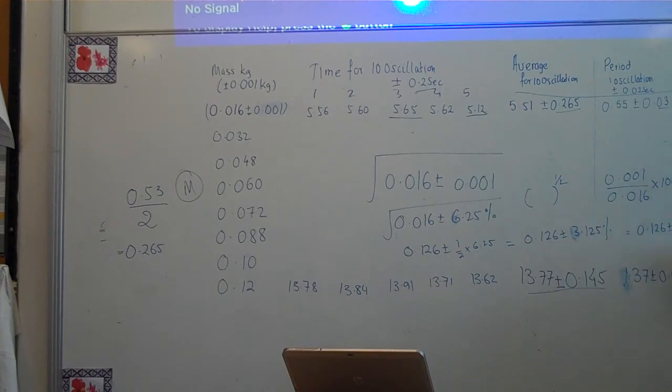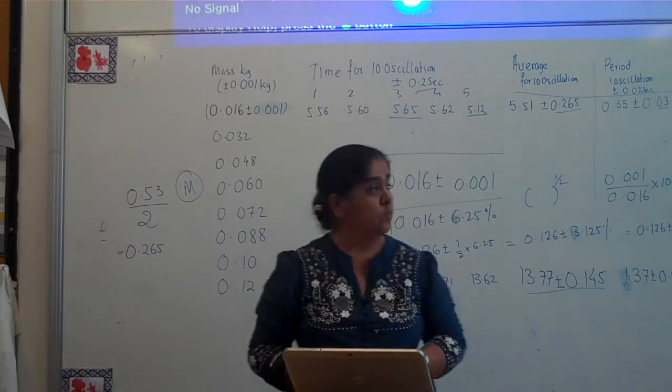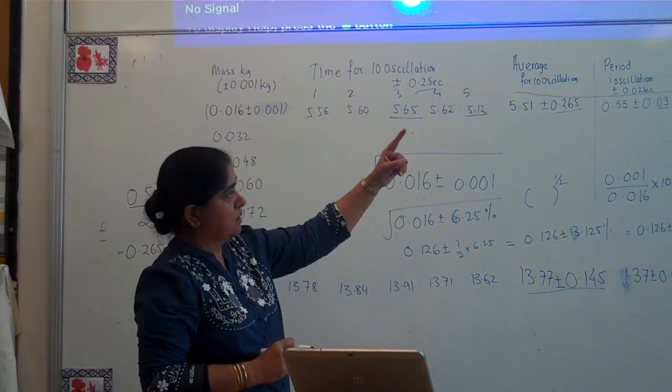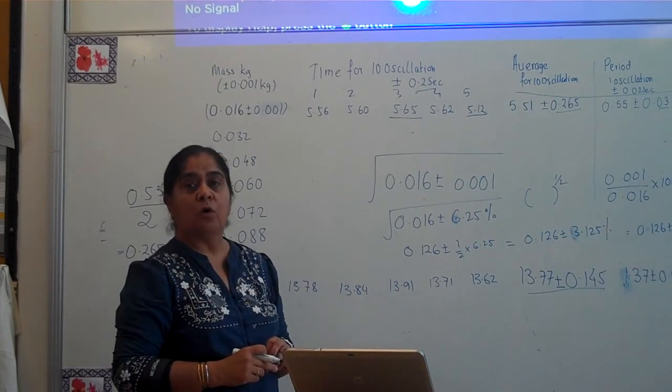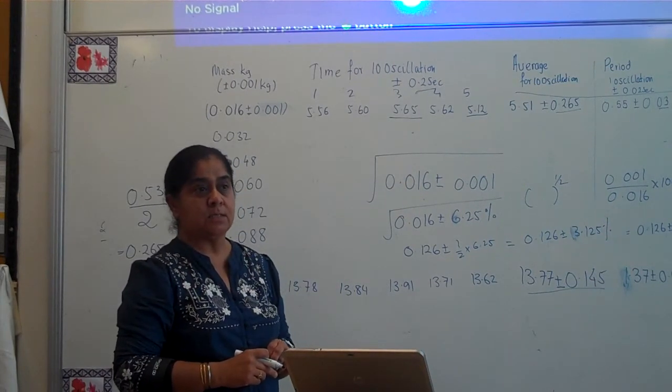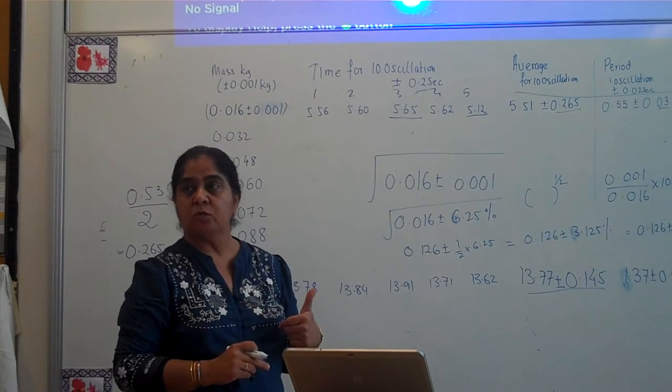So what will happen to this one? 1, 2, 3. So I can keep all of them. 1, 2, 6. And same way you will work out the square root M value for all of them. Yes? Easy. Any questions so far?